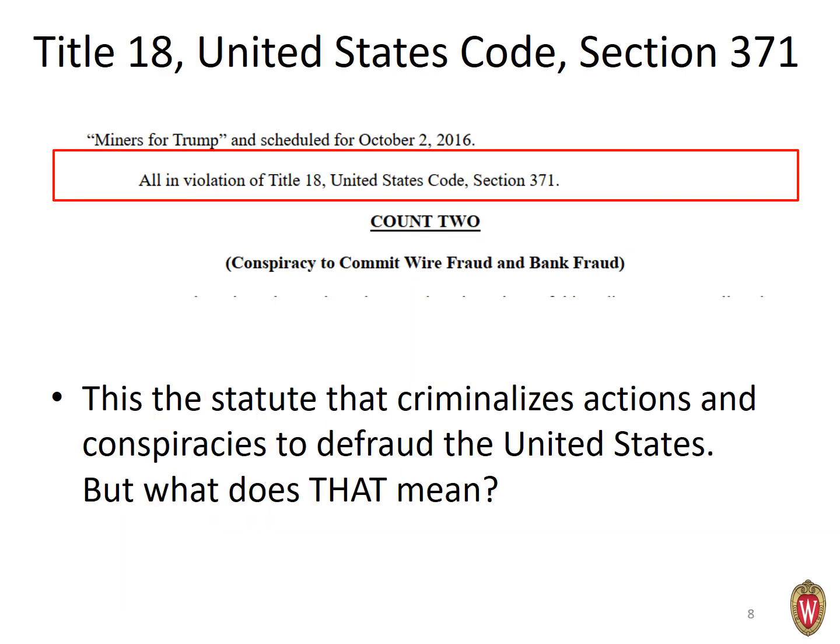So what does that mean? Well, it means that they violated, and this is one of the statutes alleged within the indictment, U.S. Code Section 371. That statute criminalizes actions and conspiracies to defraud the United States. What does it mean to defraud the United States? That's not spelled out in that statute. Rather, it is spelled out and adhered to in case law, right? So other prosecutions have spelled out what defrauding the United States actually means.